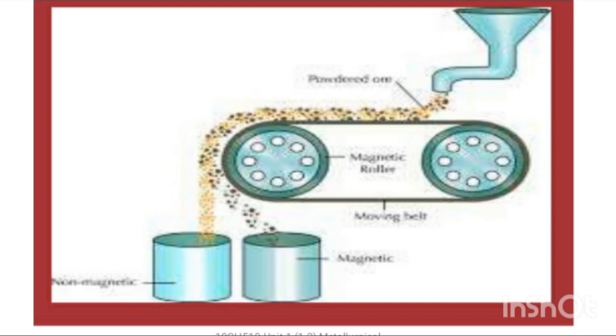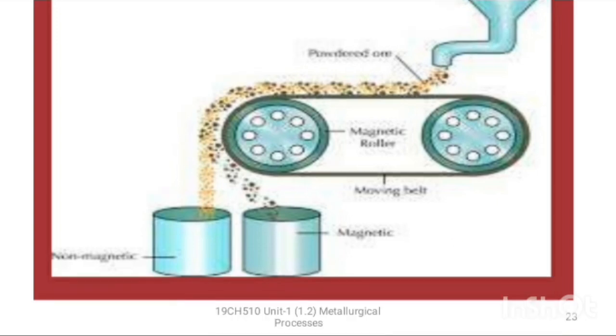While the belt moves, the entire material comes near the magnetic roller. In between the two rollers the powdered ore is moving, and when it reaches the magnetic roller, we have kept two containers below it. One is for magnetic items, and another one is for non-magnetic items. Here I am using only the word items because either the ore or the gangue material can have the magnetic behavior.